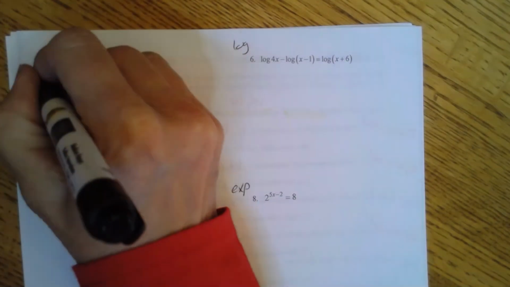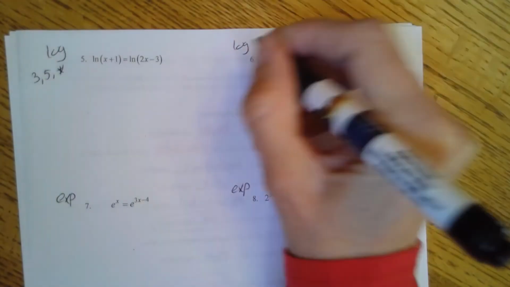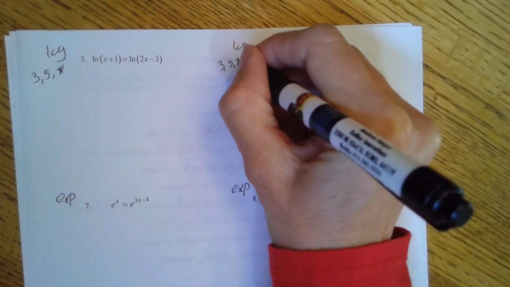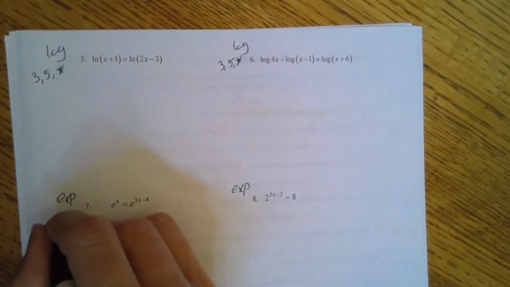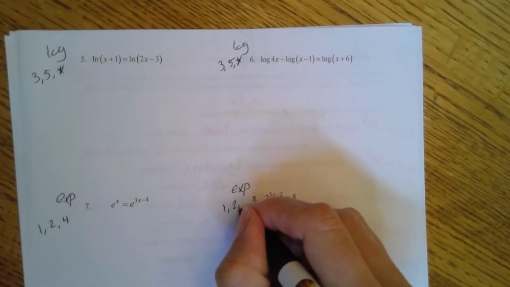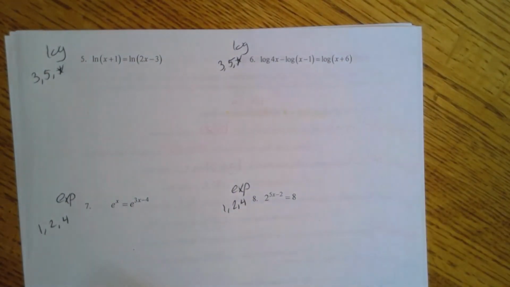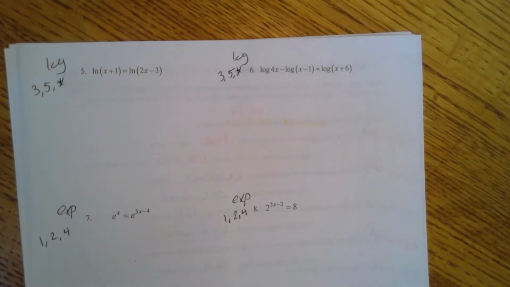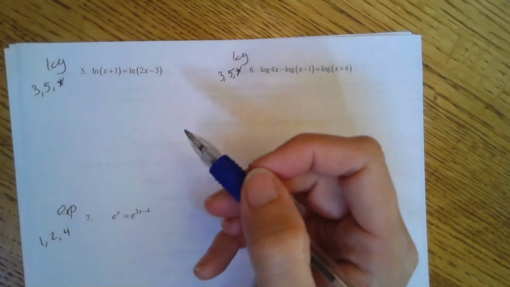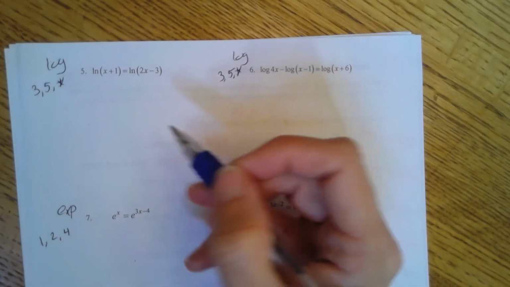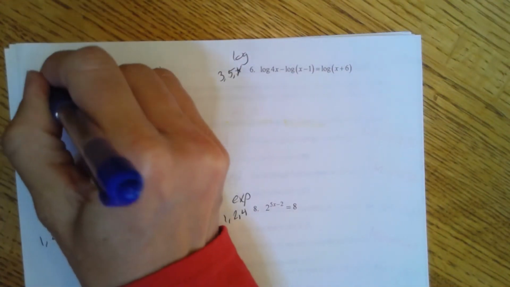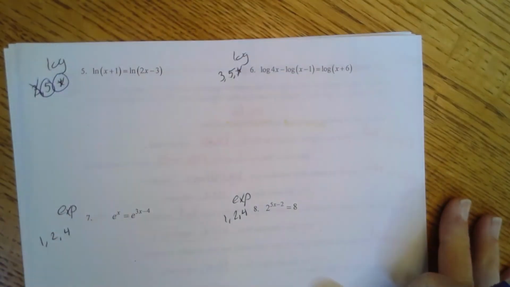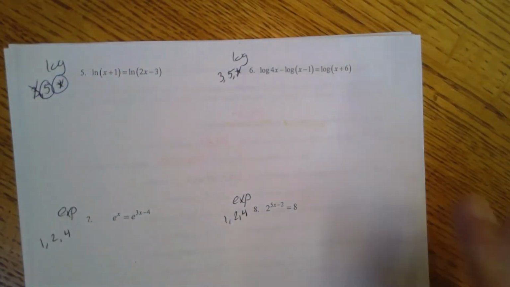So for log equations, we have strategy 3, 5, and asterisk. For exponentials, we have strategies 1, 2, 4. I will not be asking you on the test which strategy you're trying, but it is good to know which one you should attempt. So for log equations, we either have 1 log or we have 2 logs. Those are the only possibilities. We have 2 logs, so strategy 3 is out, and we have to do 5 and asterisk. Well, what does strategy 5 say?